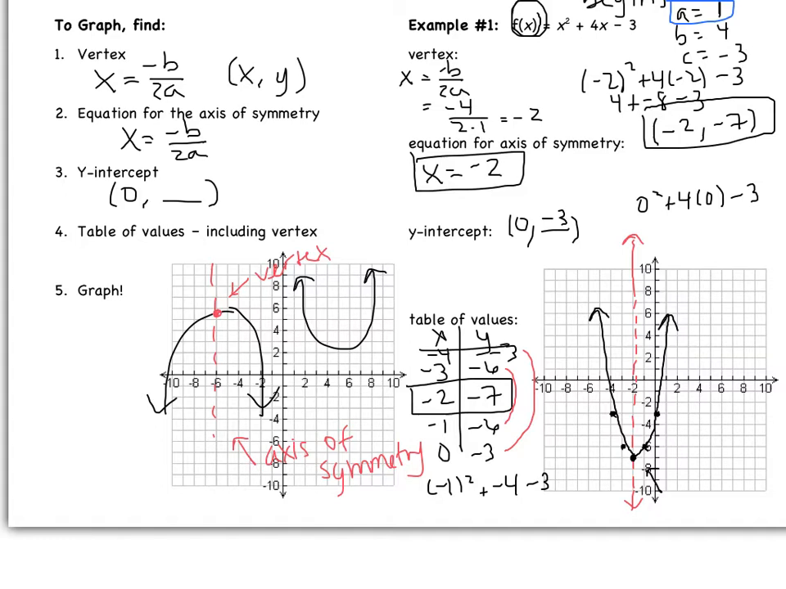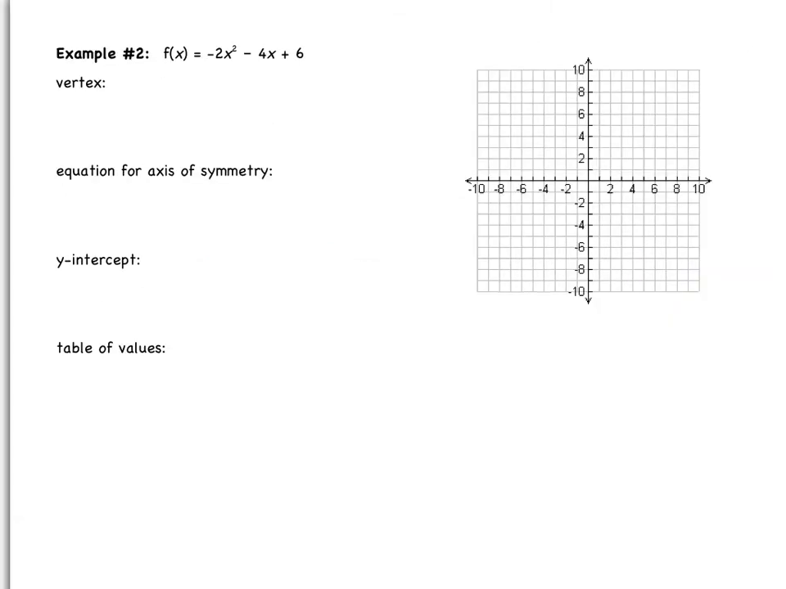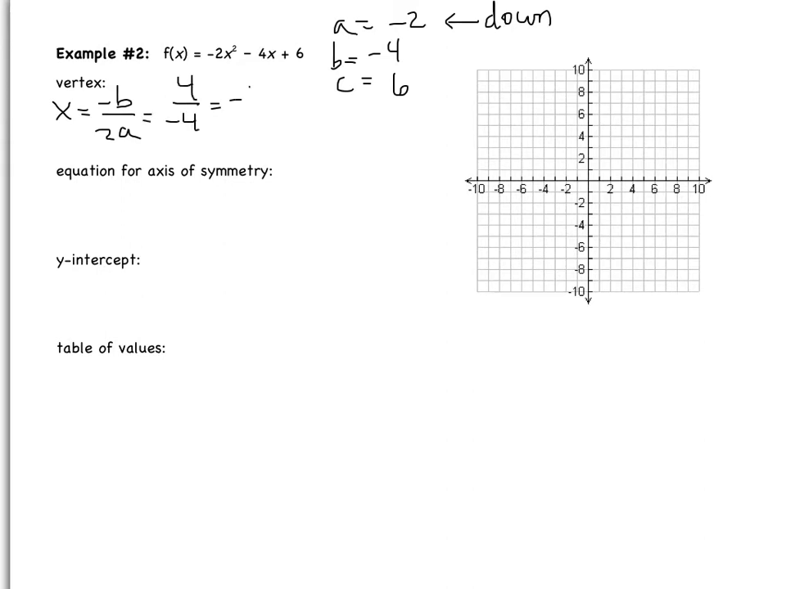Okay, so let's move on to the next example. We are also going to do it together again. So I'm going to start by finding the vertex. The vertex is negative b over 2a. So let's start by identifying a, b, and c. A is negative 2, b is negative 4, and c is 6. So first thing, a is negative, so this is going to be opening down. Okay, so this becomes 4 over negative 4, which is negative 1.